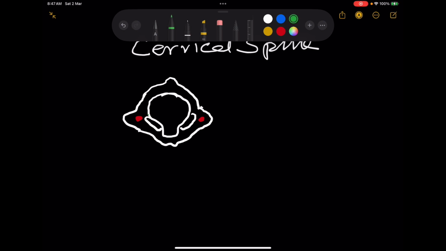Now, here is the attachment of the posterior atlanto-occipital membrane, which closes the space. And here is the attachment of the anterior atlanto-occipital membrane. Atlanto, atlas to occiput.